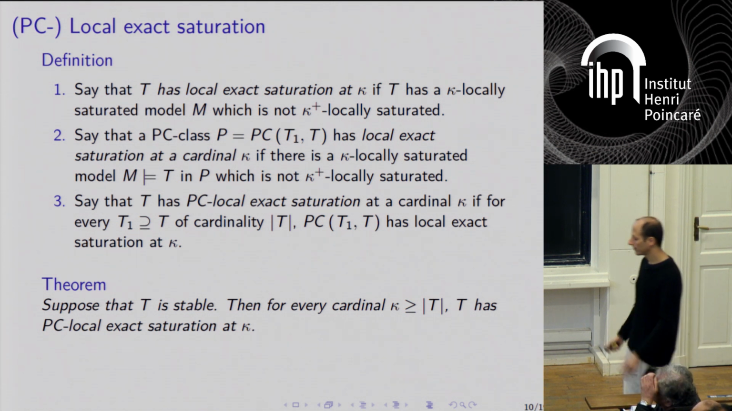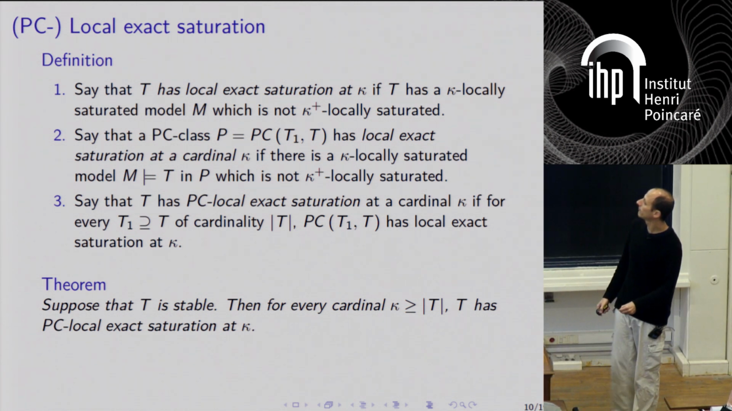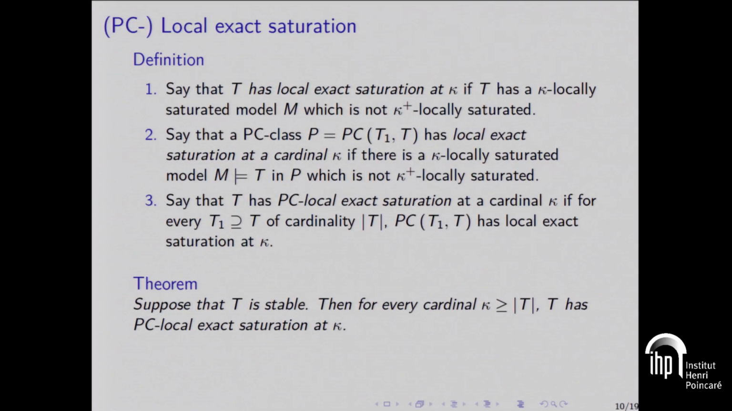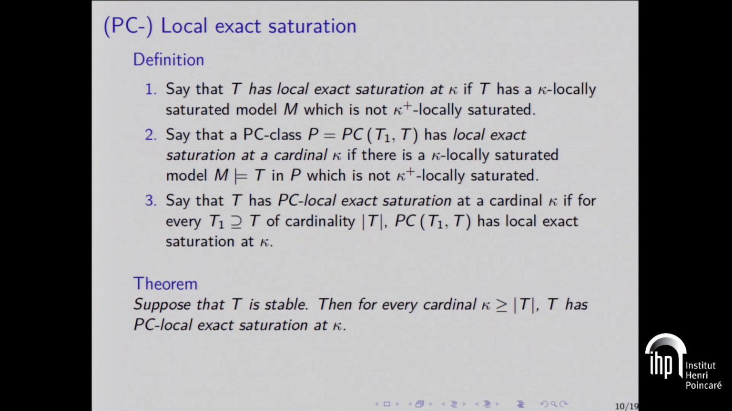Now, for stable theories, things become much easier. Namely, if T is stable, then for every cardinal kappa greater or equal than the T, T has PC local exact saturation. It's not very surprising, because locally, every stable theory is like omega-stable. I mean, the number of local types is small. So locally it's saturated everywhere, so locally it has exact saturation. So this is what it says.